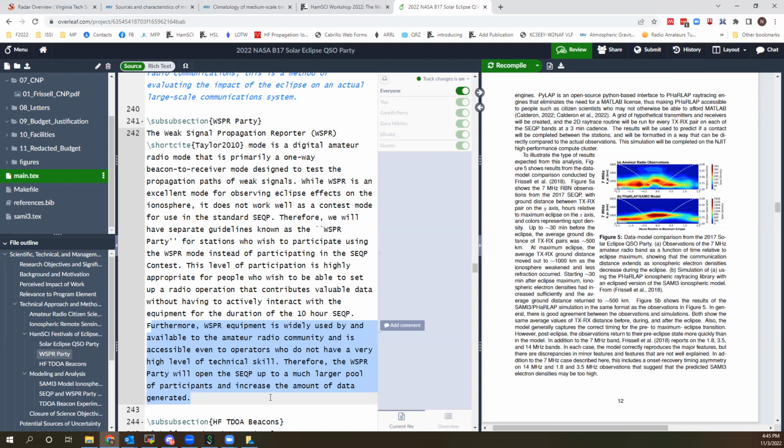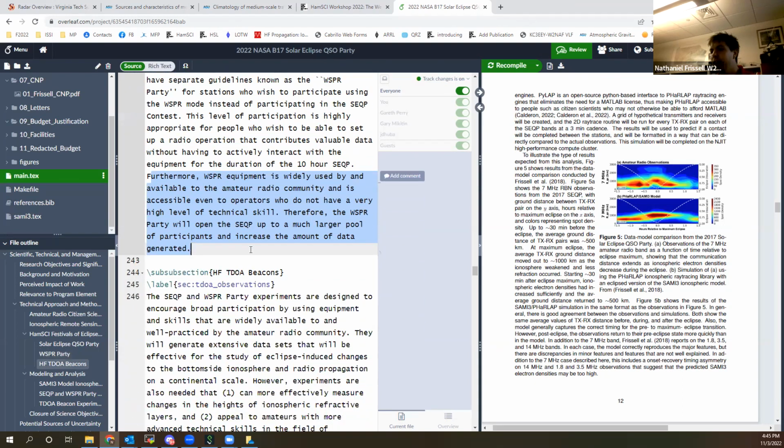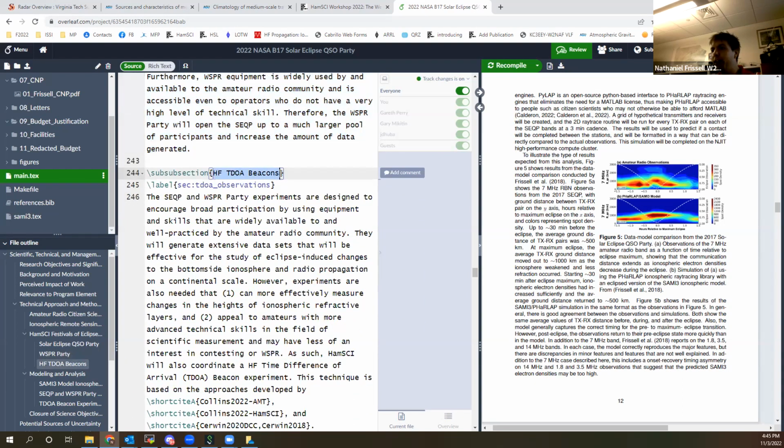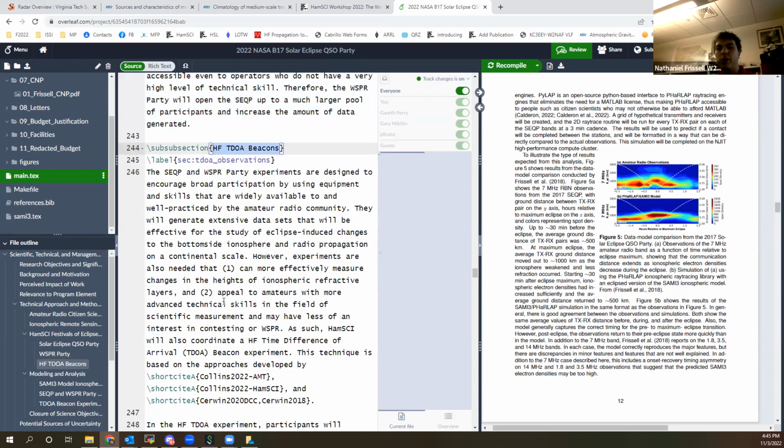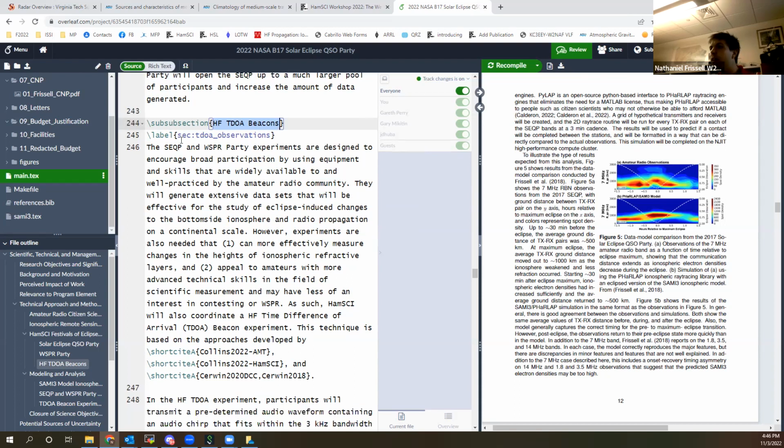Yeah, because a lot of people are not going to want to be doing active QSOs. And then the other thing that Steve Serwin, who's on here, is running, he's doing this HFTDOA beacon experiment where he's actually going to use a predetermined waveform that they're going to transmit along certain geometries along the eclipse path or across the eclipse path. And they're going to be able to do time difference of arrival of multipath propagation to measure the height of the ionosphere. So this is an experiment for more advanced users.